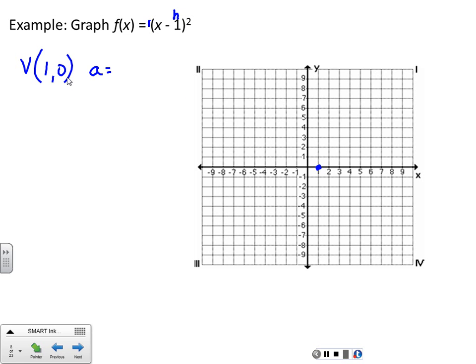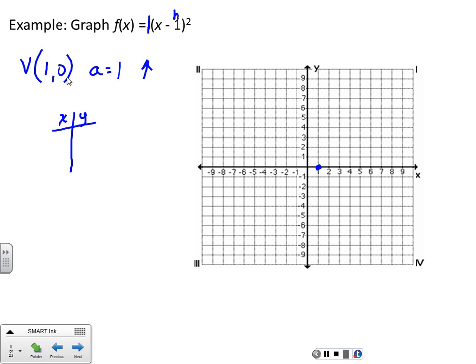It's the coefficient in front of your x squared term. If you don't see a number, it's 1. So this one's going to go in which direction? Up, because it's positive. All right, let's find a point.